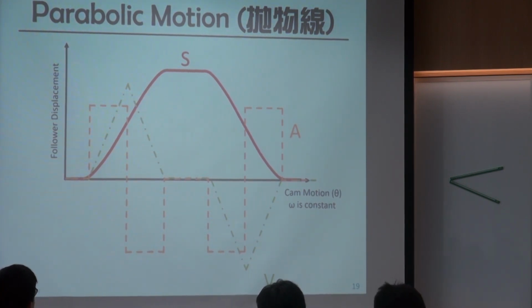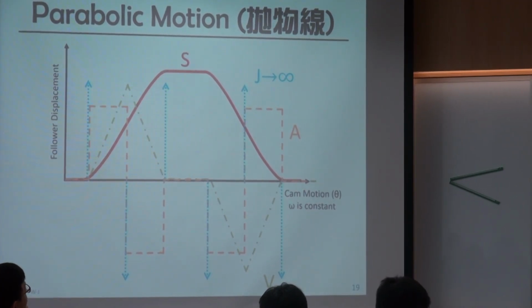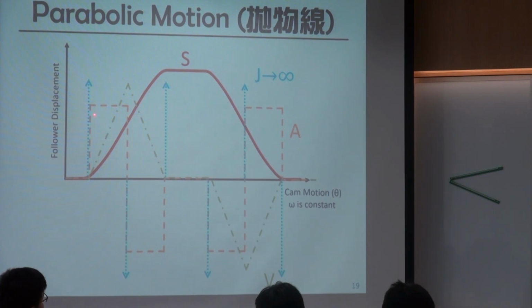So once you see this, you can probably imagine we will get infinite jerk for this motion. Because of the sudden jump, that means when you do a differentiation, this point is not continuous. So you will get an infinite value for the differentiation.